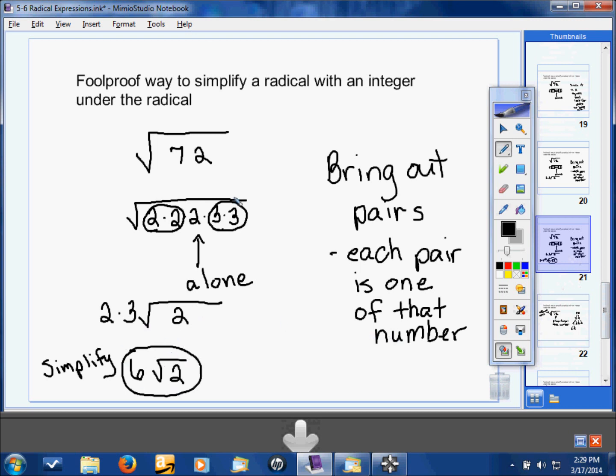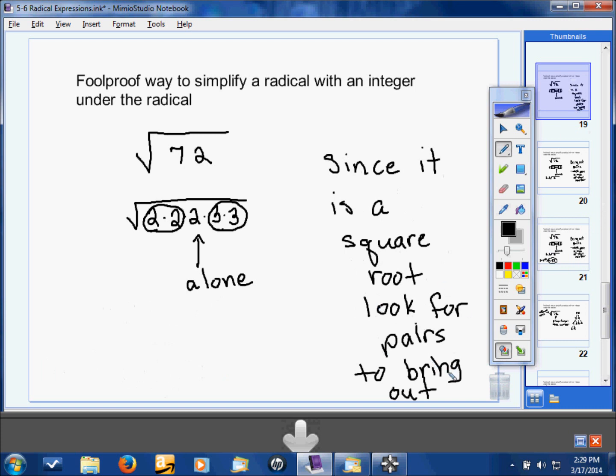Right here. This is actually everything that we've had. This is all of it. No, I wasn't finished writing the words. From before where it says, square root, look for. Okay, hold on. So, let's go back. This one: look for pairs to bring out. Since it is a square root, look for pairs to bring out. Just to go back through. You got that part? Yeah.